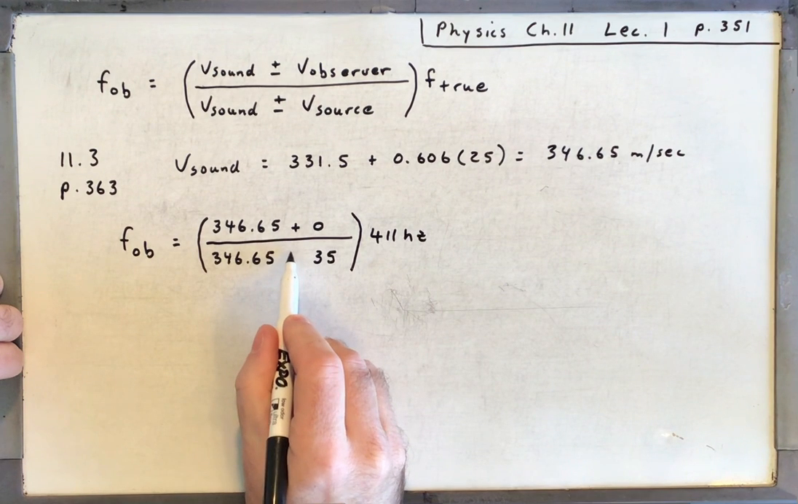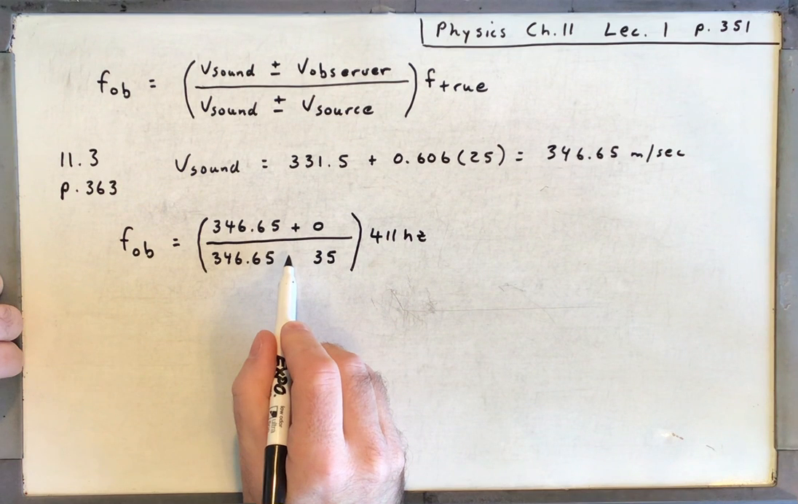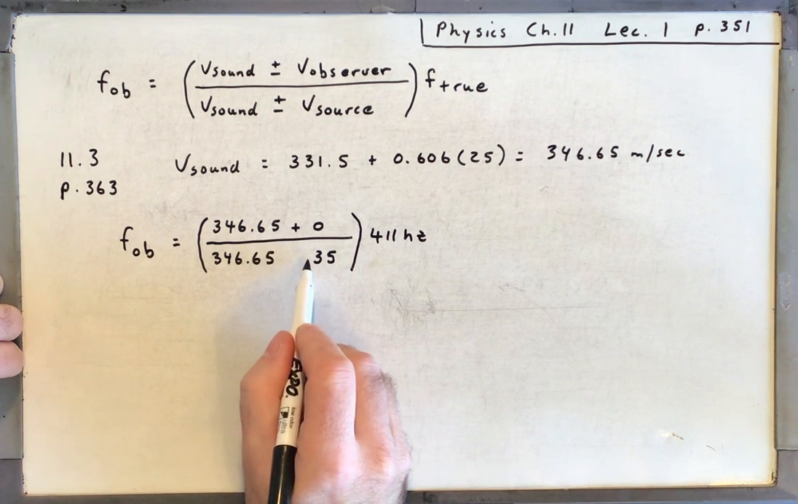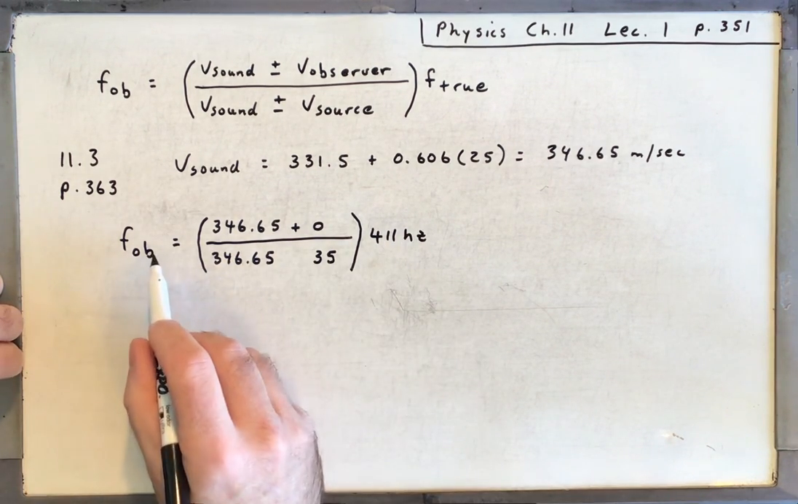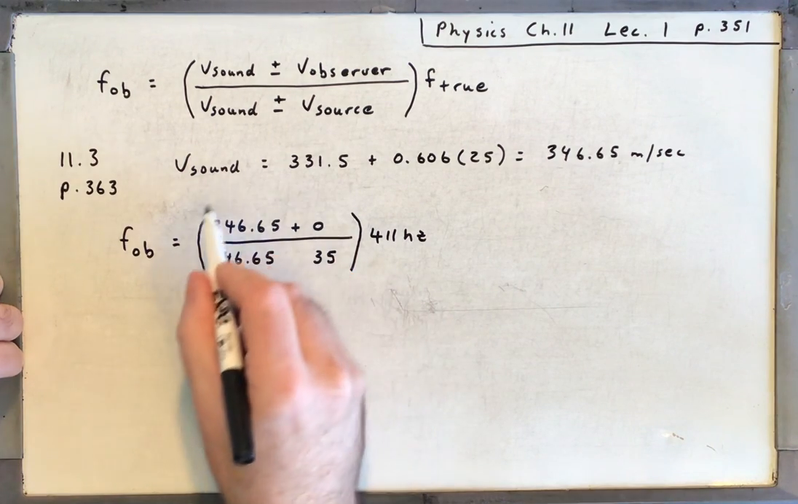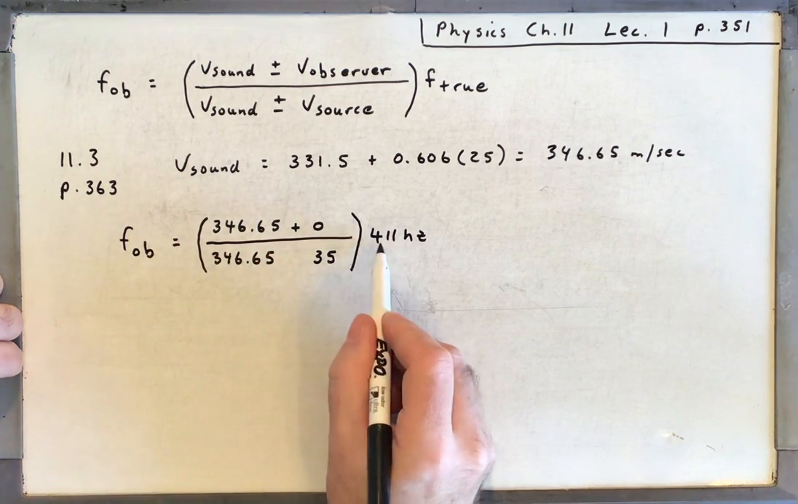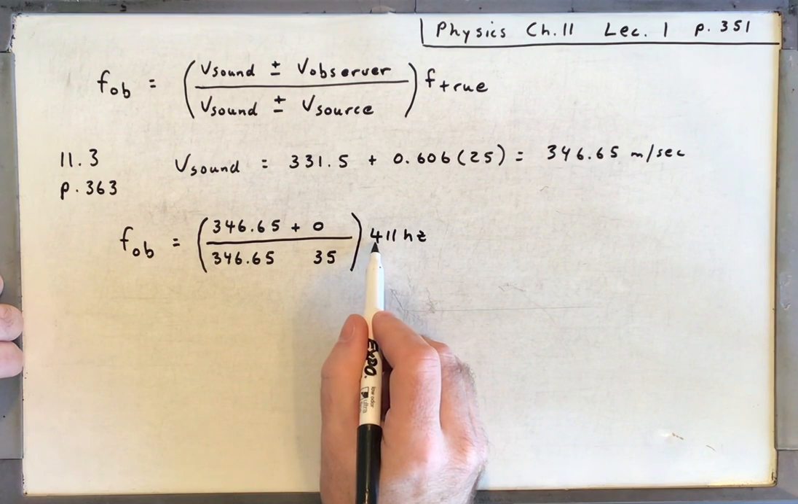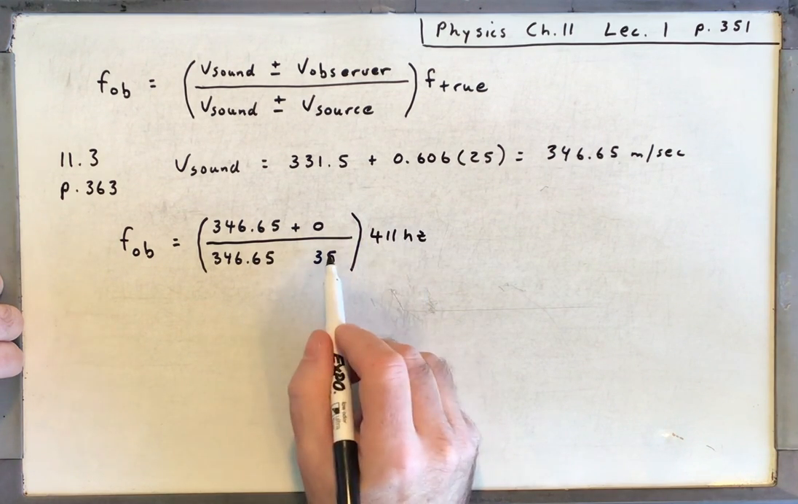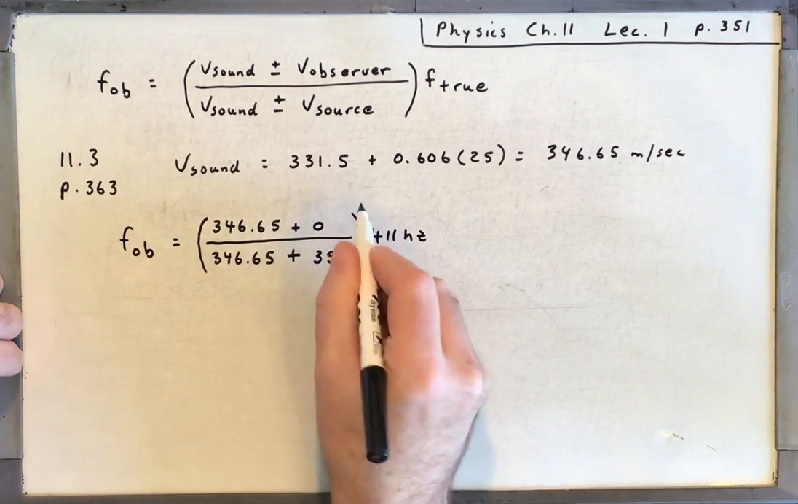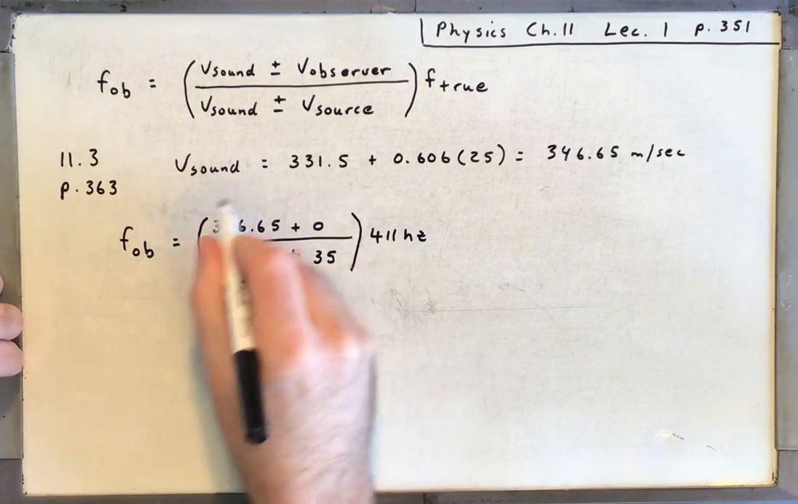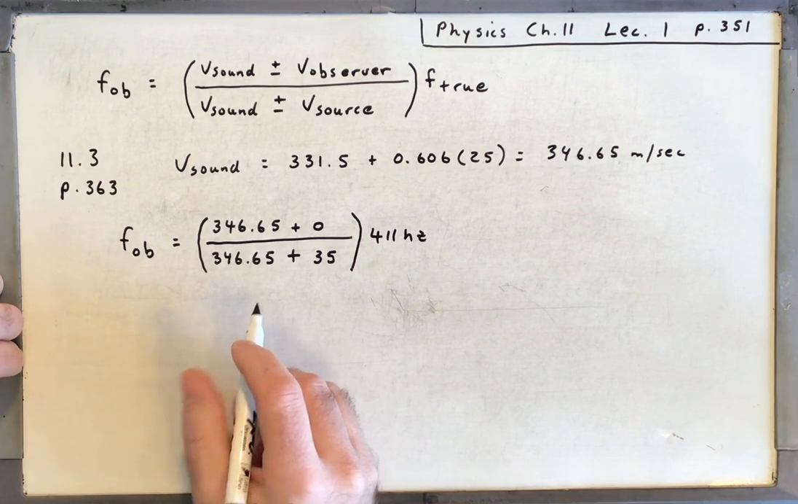The tricky part is, do we put a plus or a minus here? Well, the train is moving away from the observer. Moving away, that means the pitch will go down. All right, the frequency will go down. So the answer we know is going to be less than 411 since the train is moving away. So I'm going to need to put a plus here so that this entire fraction will be less than 1. All right, that's how you figure it out.